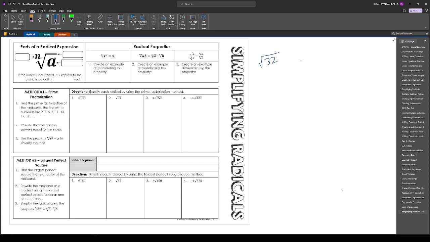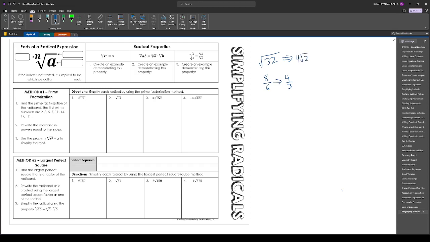But it's not acceptable as a final answer in the same way that 8/6 is not acceptable as a final answer. We have to simplify this, divide both top and bottom by 2, and make it 4/3. Here, we need to break up this number inside, and if there's anything that can be square rooted evenly, like a perfect square, then we want to take that out. So this ends up being 4 times the square root of 2.